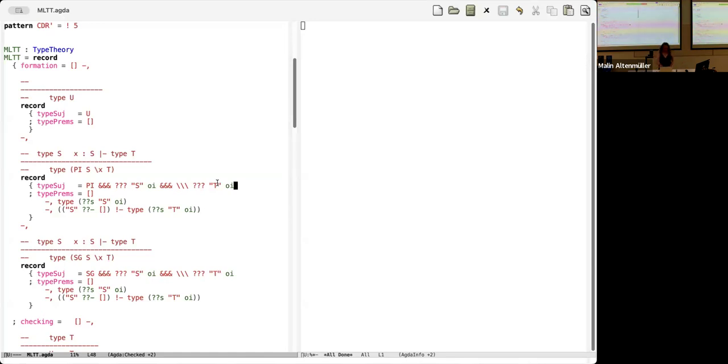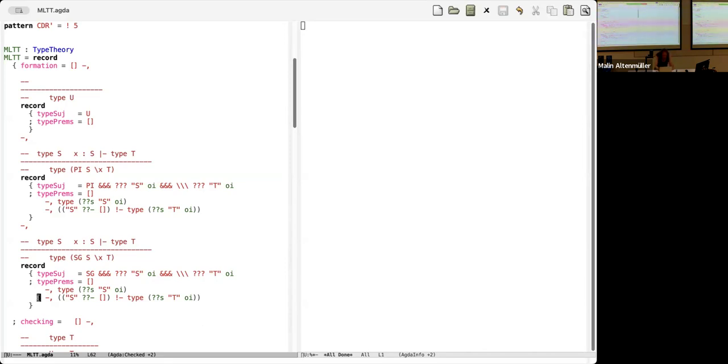Okay, so same deal with sigma, right? Behind the scenes, the machine is actually checking. This would not be well typed. In fact, maybe I can see if I can mess this up, right?